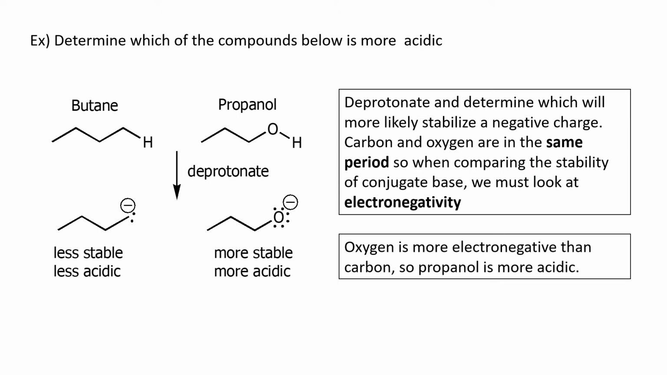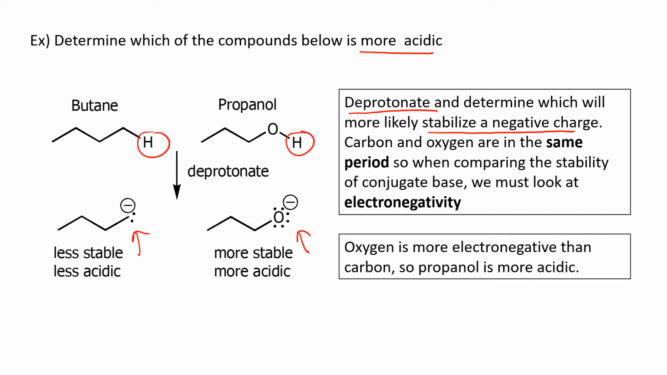Let's look at an example. If we want to determine which of the compounds below is more acidic, our first step is we're going to deprotonate. We're going to take off our protons, deprotonate, and determine which will more likely stabilize the negative charge. So we take the protons off. We have a negative charge on carbon versus a negative charge on oxygen. Now, when we have a negative charge on different atoms, carbon is different than oxygen, we're going to be using the atom factor.